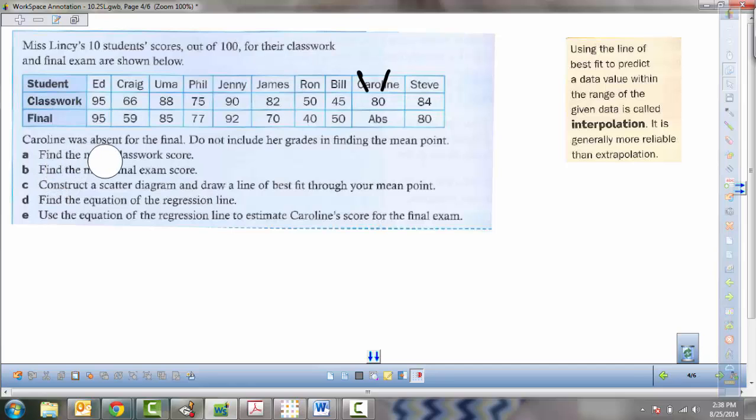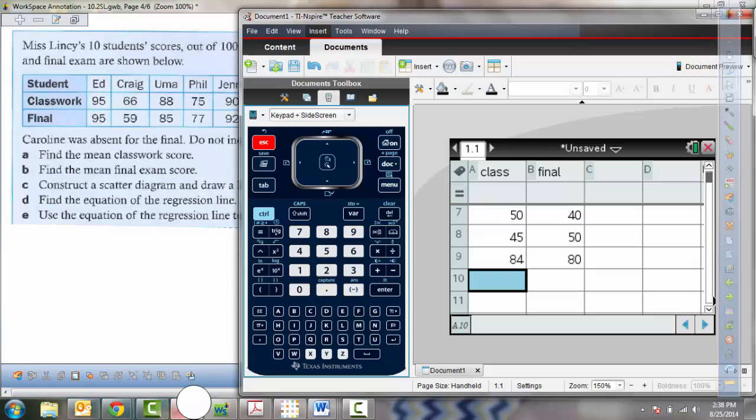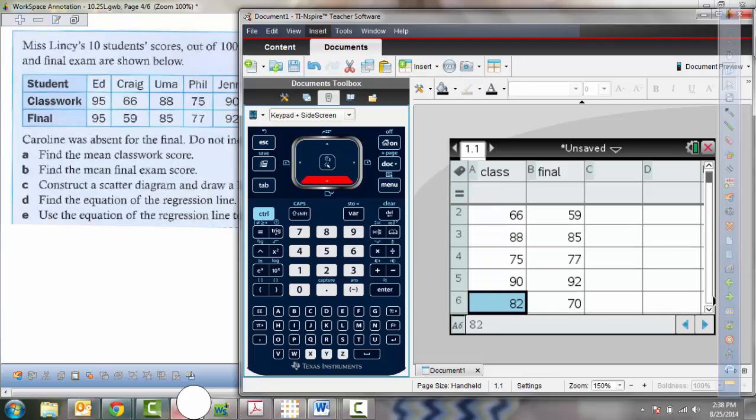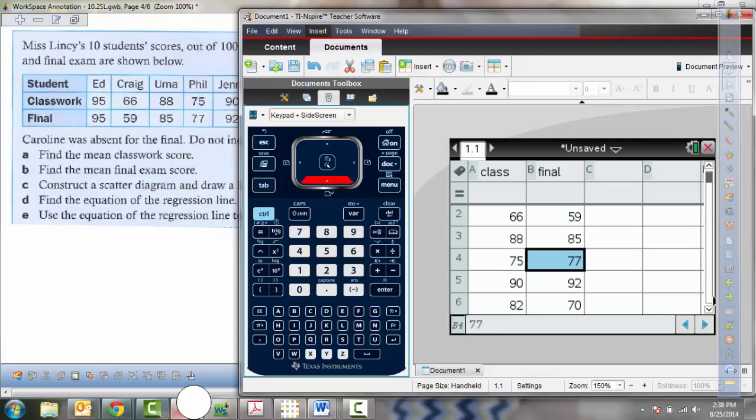So, find the mean classwork, mean final exam, construct a scatter diagram, draw a line of best fit. Here's what we're going to do. I'm going to jump over to the calculator, and we're going to look at how we can do this. So, I have put in my X and Y data, my classwork, and my final exam score. Question would be, does classwork influence the final exam? The final exam is our dependent variable. We're thinking it depends on how much classwork was done. So we need to find the mean of these things.